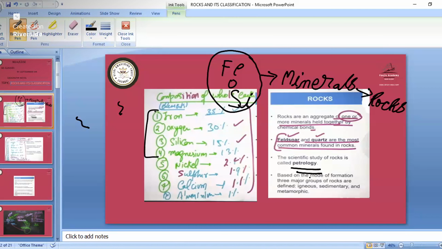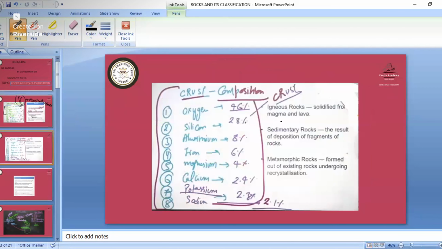Based on the mode of formation, rocks are divided into three parts: igneous, sedimentary, and metamorphic rocks. Now there is convectional current inside the earth. We studied the layers of the earth: crust, mantle, core. If you take the half part of the earth, here we have crust, then mantle, then core.